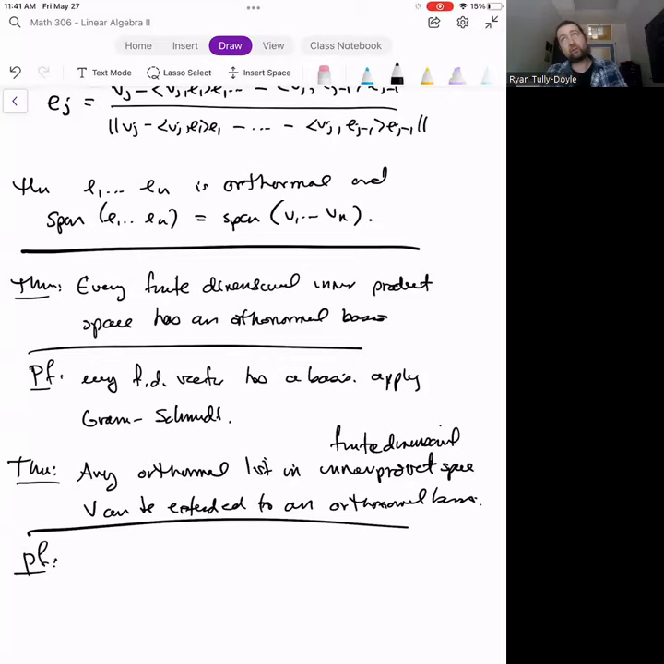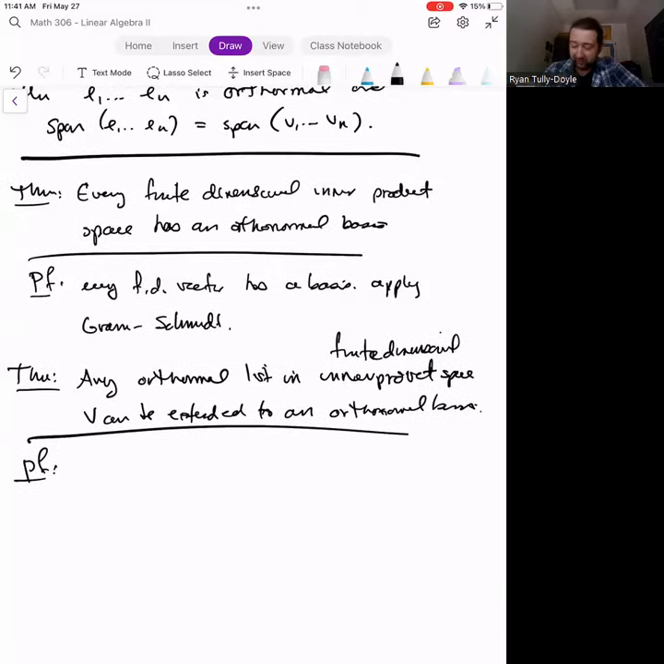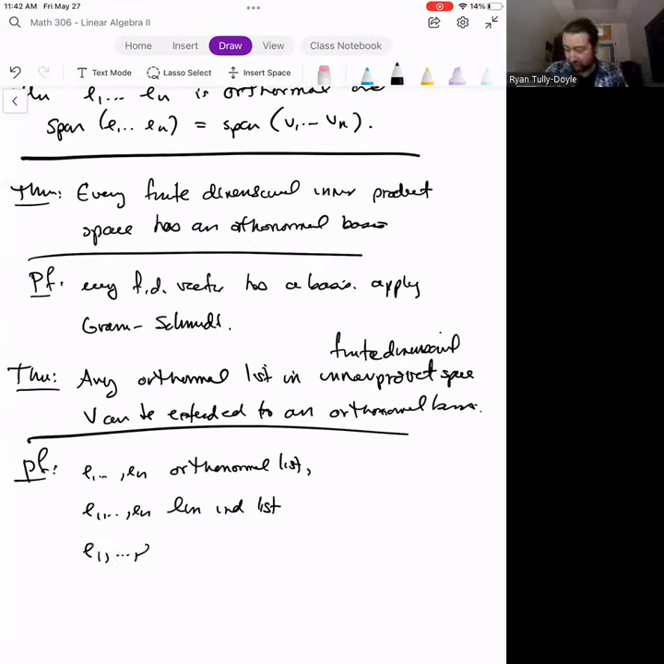The idea here is that if you start with an orthonormal list, in fact, here's sort of a walkthrough of this proof. If E1 to En is an orthonormal list, then of course E1 through En is a linearly independent list, because every orthonormal list is linearly independent. Then the extension theorem says that you can take E1 to En and extend it with, say, I don't know, F1 to Fm, to a basis for V.